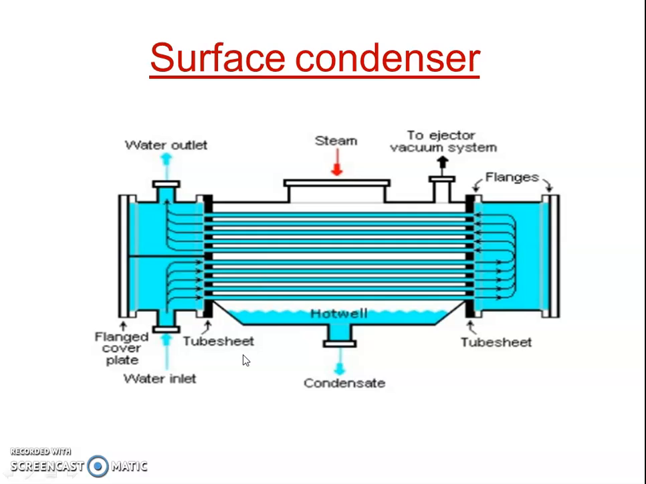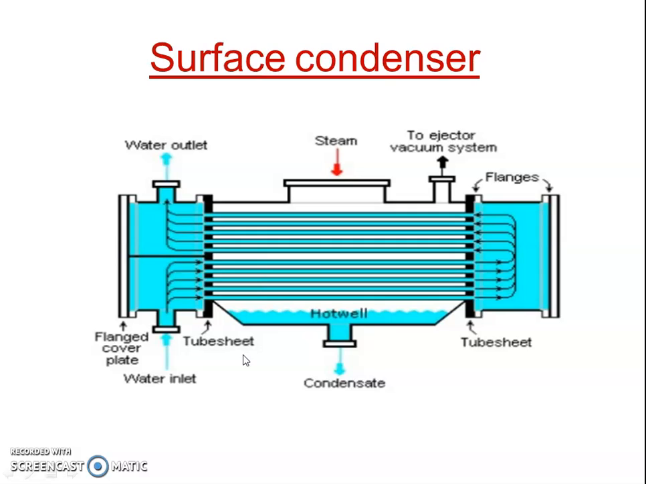In this surface condenser, the main advantage is there is no direct contact between the steam and the cooling water. So the condensate can be reused in the boiler. In such a condenser, even impure water can be used for cooling purposes, whereas the cooling water must be pure in jet type condensers. It is one of the main advantages of this system.